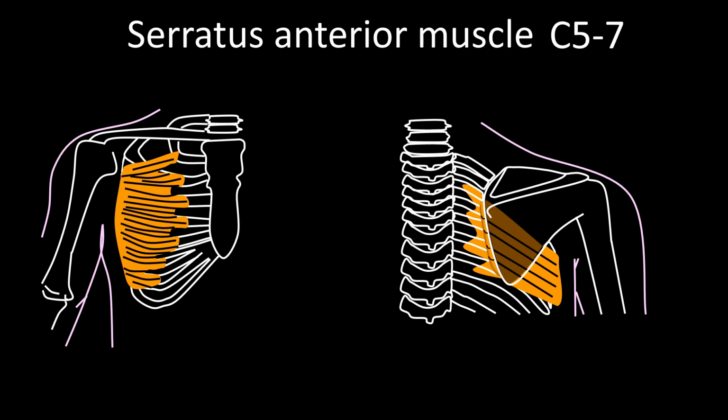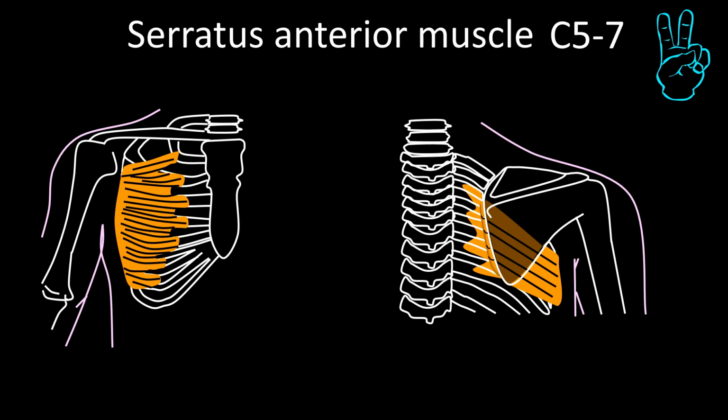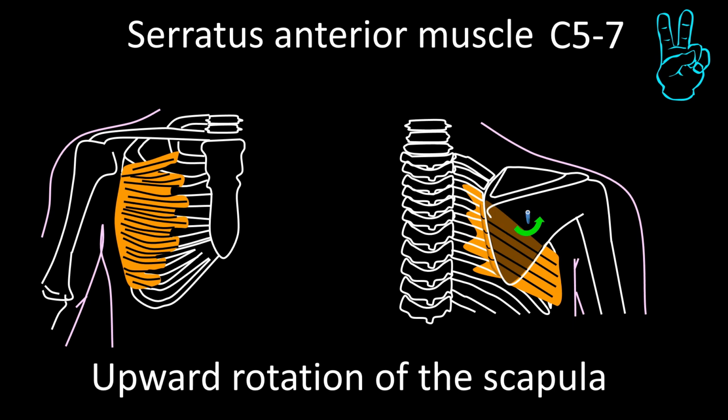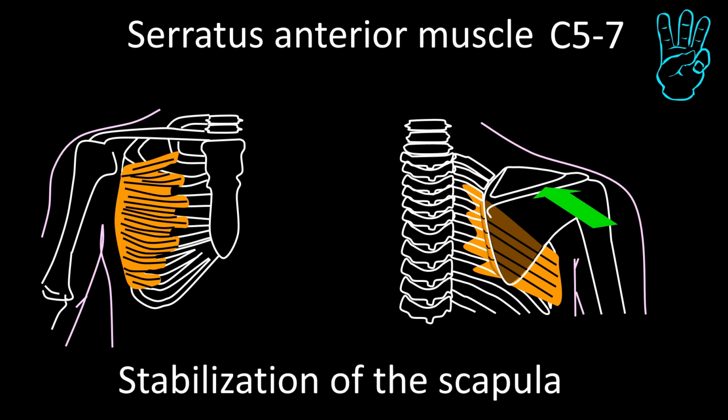The serratus anterior muscle is a very peculiar muscle, and its action is very much based on the way the serratus anterior grabs the rim of the vertebral border of the scapula, despite that it arrives to it from below. This muscle has 3 actions. The first action is protraction of the scapula. The second action is upward rotation of the scapula. The third action is stabilization of the scapula.